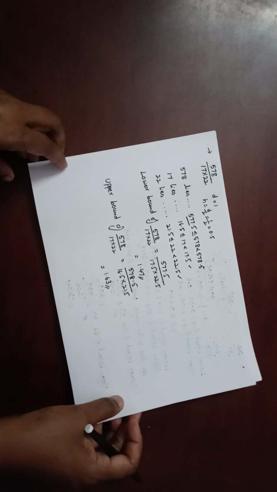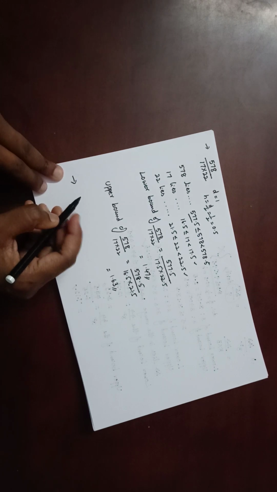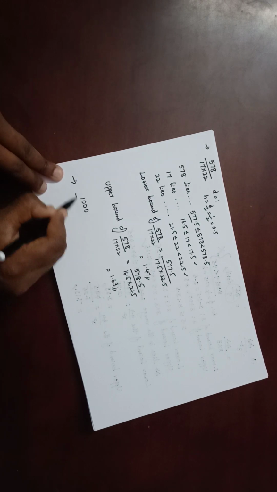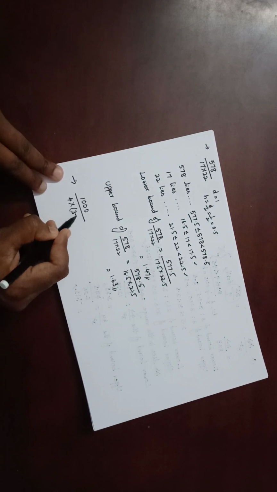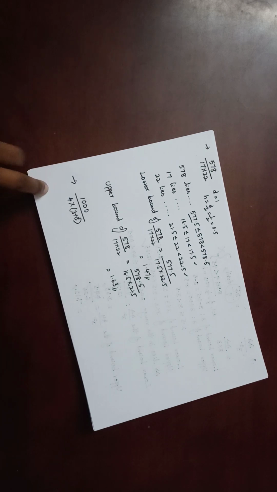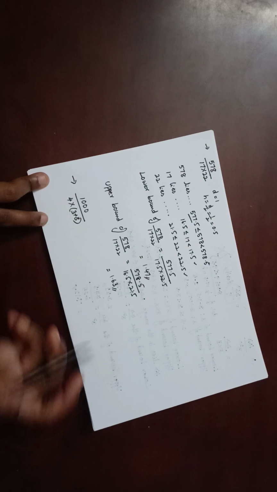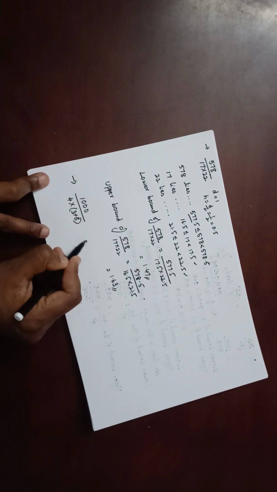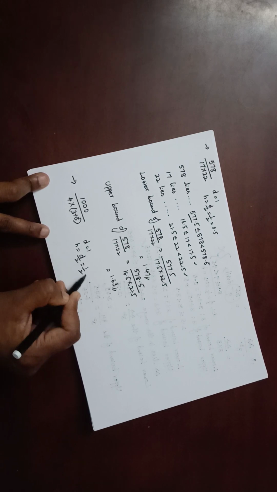Okay. Next. This is one model. So one more model I am taking. Next problem: 1000 divided by 4 into 3 plus 8. This is the question. This is the whole number, this is whole number, everything is whole numbers. Because of that, your D is 1. Then your H is equal to D by 2, that is equal to half, that is equal to 0.5.